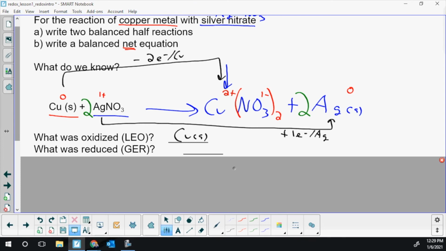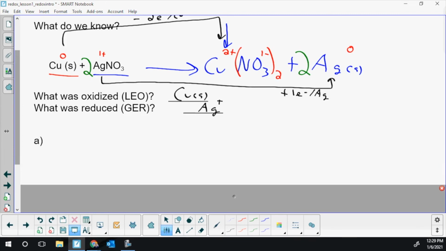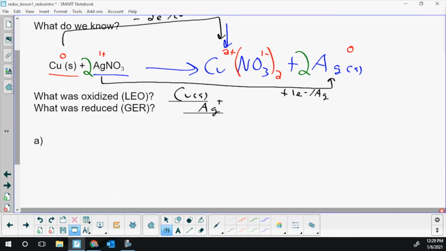So what was reduced? Which reactant was it? It's the silver plus. I'm not going to include the nitrate. It's just the silver that gained electrons. So now I can write a couple half reactions knowing what was oxidized and what was reduced.